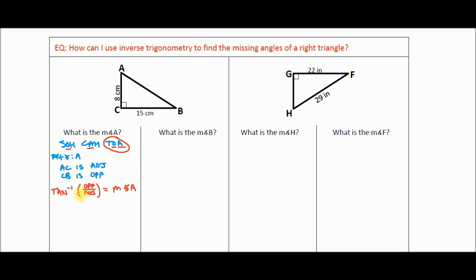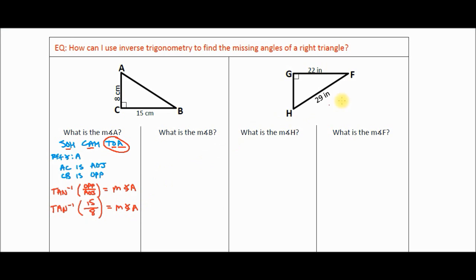So now you see what inverse trig does, class. In regular trig, we plugged in the measure of our reference angle, and out came the ratio of the two sides. In inverse trig, we plug in the ratio of the two sides, and out comes the measure of the missing angle. So let's rewrite this and plug in what we know. Inverse tangent. Opposite is CB, that's 15. Adjacent to angle A is AC, which is 8. So tan of -1 of 15 over 8 is going to equal the measure of angle A.